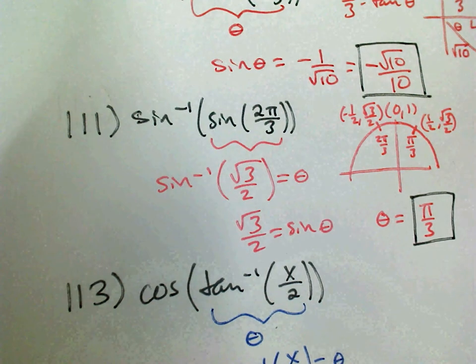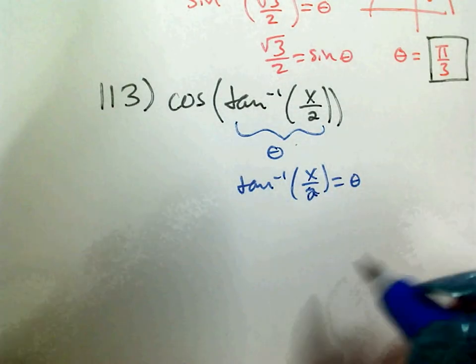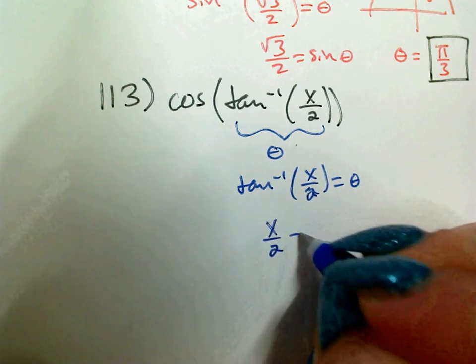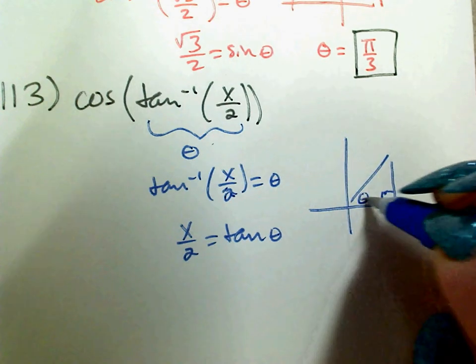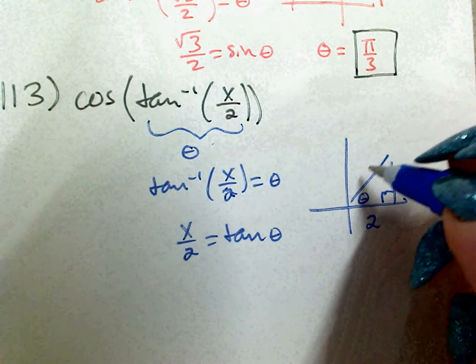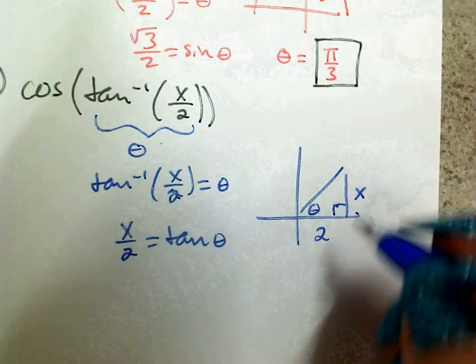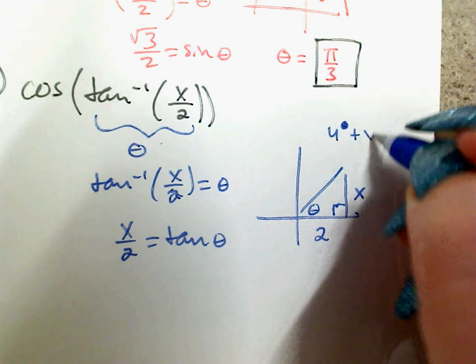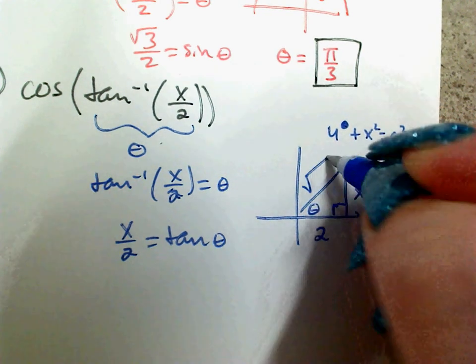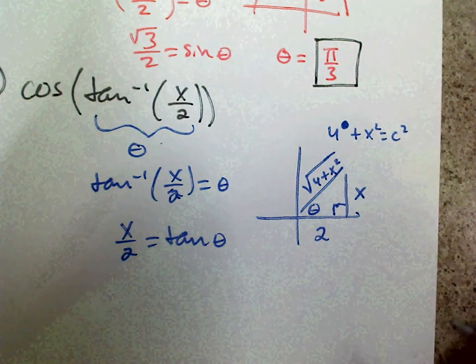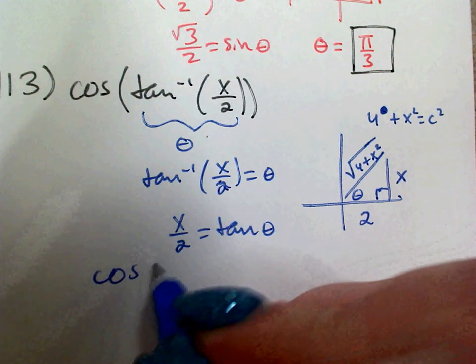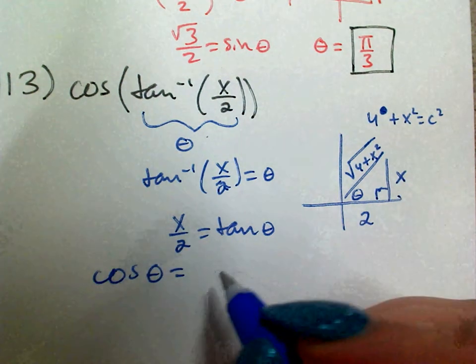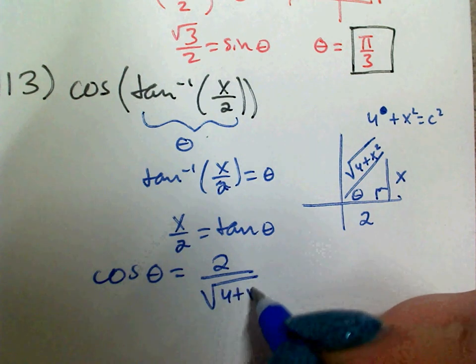So tan inverse of x over 2 equals theta. Then that means x over 2 equals tangent of theta. So I'm going to draw a triangle, label theta, and let tangent be opposite over adjacent. And so then the hypotenuse is a squared plus b squared equals c squared. So 4 plus x squared equals c squared, or the square root of 4 plus x squared is c. So then we're supposed to find cosine of that angle. So cosine of the angle is adjacent over hypotenuse. So that would be 2 over the square root of 4 plus x squared, which you do not need to rationalize. And so that can be your final answer.